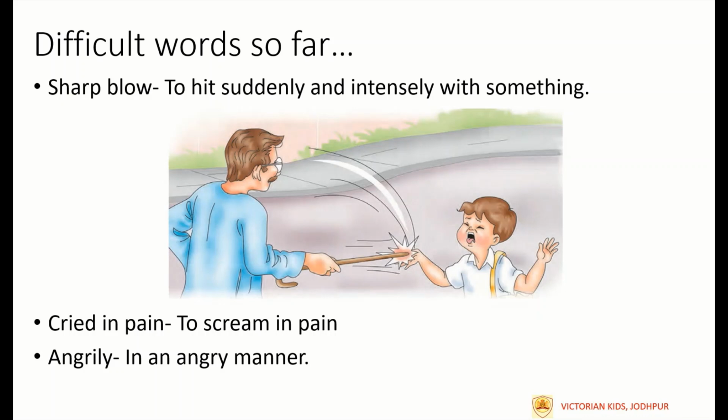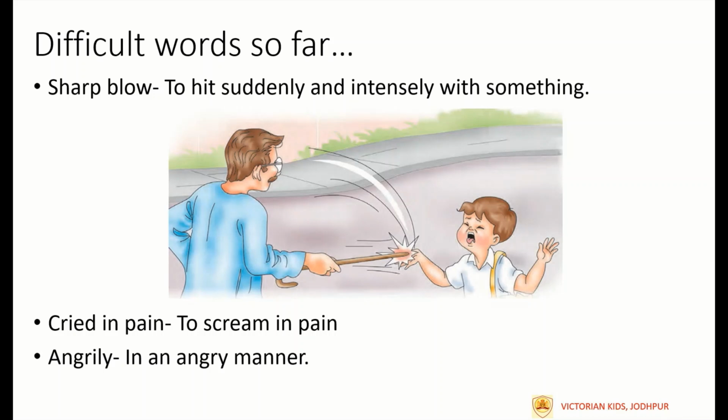In this picture, you can see Mr. Roy suddenly hitting the boy with his stick. So you can say Mr. Roy gave the boy a sharp blow. The next phrase is cried in pain. Cried in pain is a phrase that means to shout because of pain. The last word is angrily, which means in an angry manner.